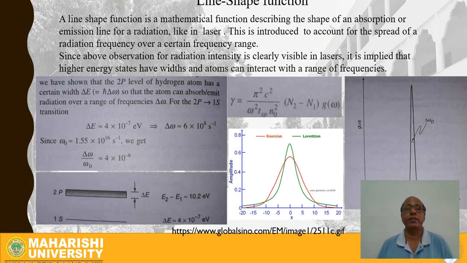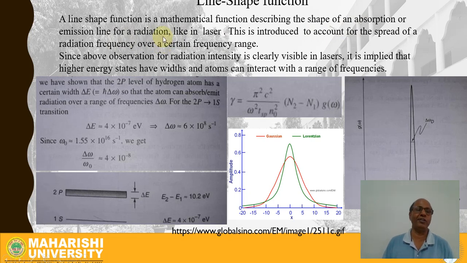First, we discuss the line shape function, and we just define it here. A line shape function is a mathematical function, like here you see g omega, where omega is the frequency. This line shape function is basically the g function describing the shape of an absorption or emission line for a radiation.